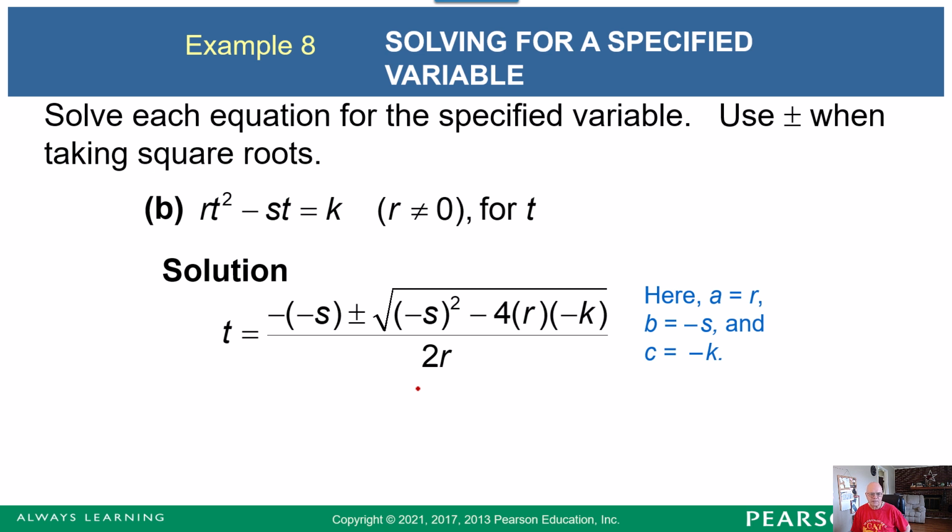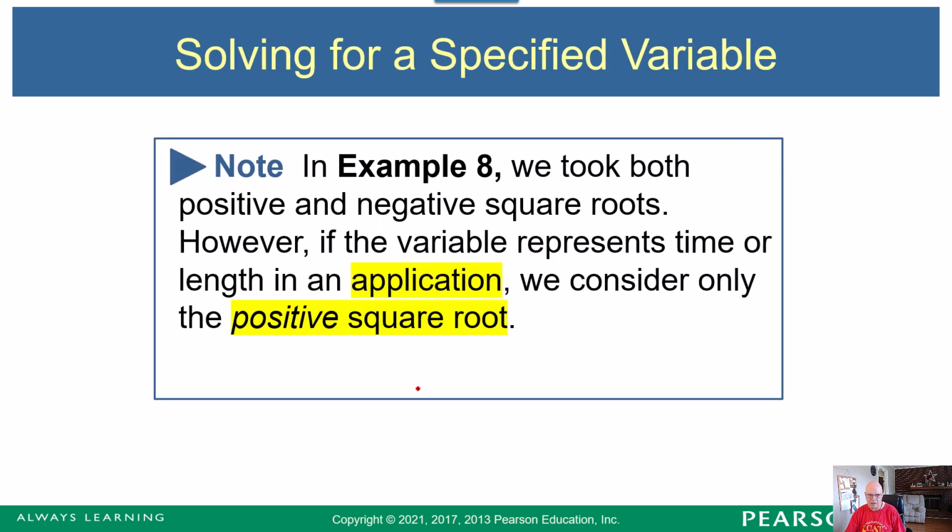Just a note, in word problems, if the variable x, y, z, or whatever we're using represents time or length, then when we get two answers, we're only going to use positive square roots, because negative square roots don't make sense in reality. You don't have a negative time normally, and you don't have negative lengths, period.